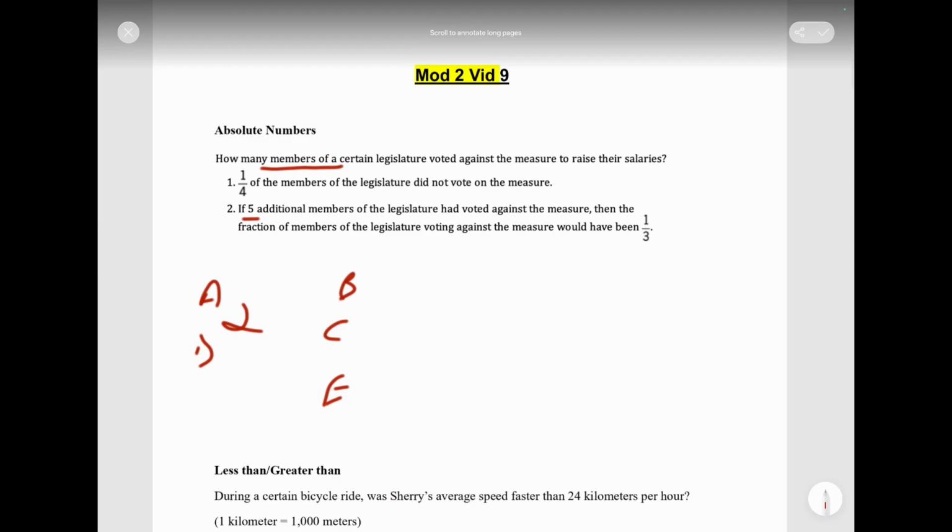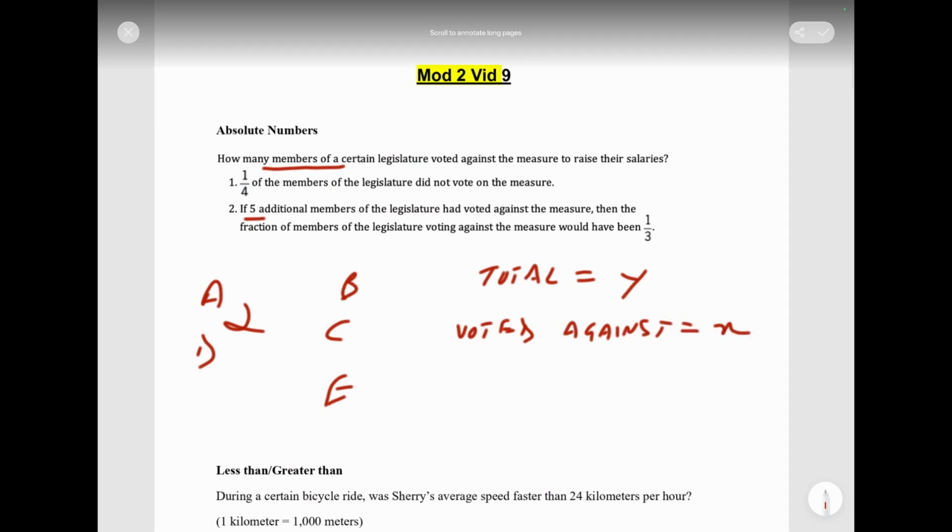We will try making an equation. So let's say the total number of members is Y. Okay, how many members of a certain legislature voted against the measure? So voted against, let's take that as X. And I'm combining the two statements because there is no way individually we are going to get the answer. But the first statement is pretty useless because it says 1/4 of the members did not vote. Keep in mind, it does not say they voted against. It says they did not vote, which means the number who voted was 3/4Y. Out of 3/4Y, some voted in favor, some voted against. X is the one that I've taken against.